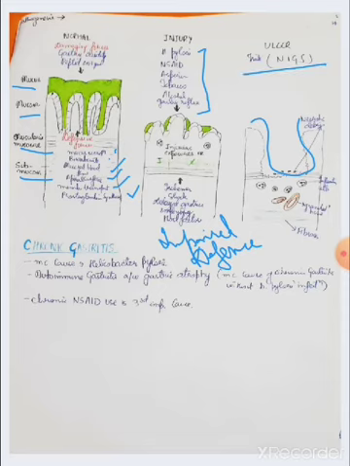Now chronic gastritis: the most common cause is Helicobacter pylori. Autoimmune gastritis is associated with gastric atrophy. The most common cause of chronic gastritis without H. pylori infection. Chronic NSAID use is the third important cause of chronic gastritis.